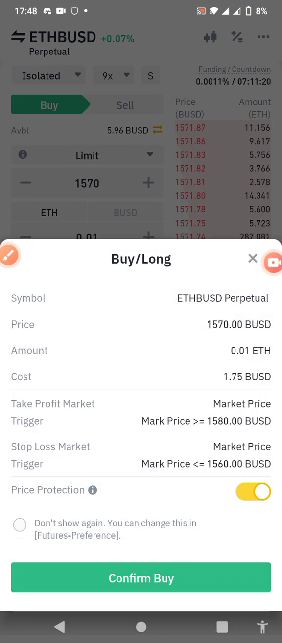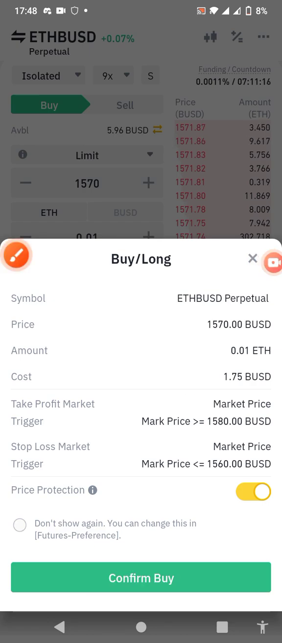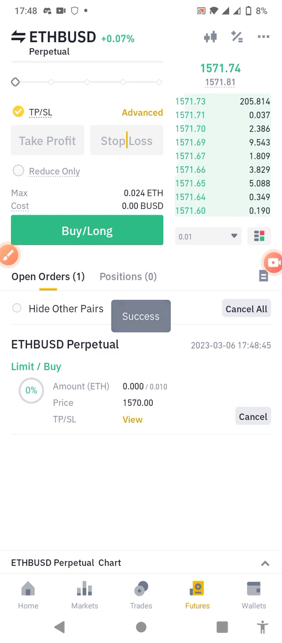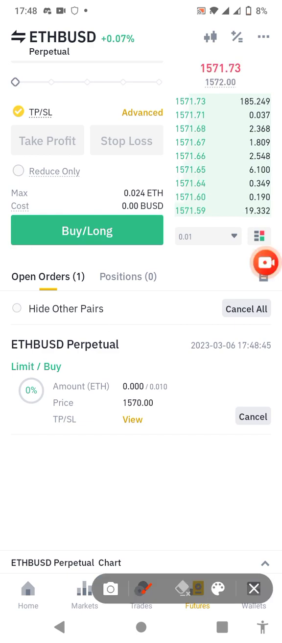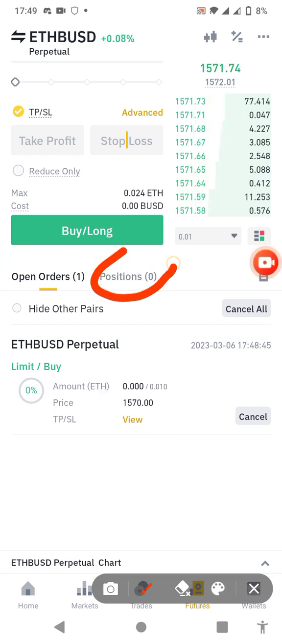So by clicking on buy long, this is how much I'll be risking from my trading account. You can see. So I'll click on confirm buy. By clicking on confirm buy, this order will be here until Ethereum falls to 1570. If Ethereum does not fall to 1570, it will be a pending order. By the time it is activated, I will see the position here. Because it is not activated, I'm not seeing the position. I hope this makes sense to you, right?